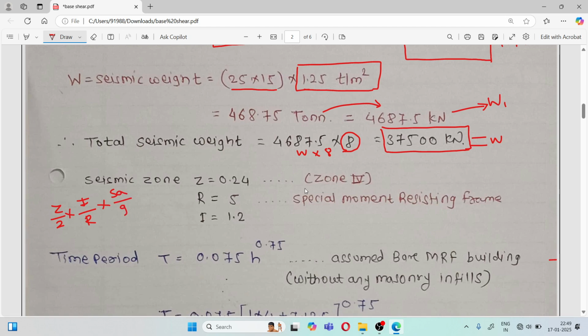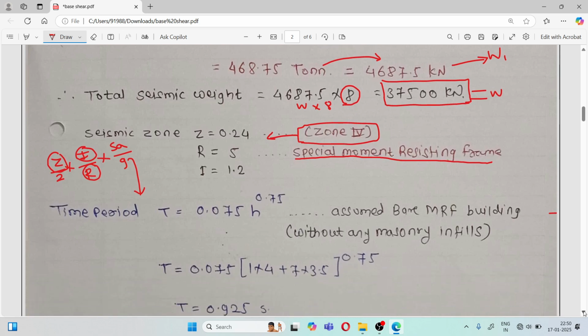Okay, as zone 4 is given, for zone 4 the value of Z is 0.24. Response reduction factor R is equal to 5 because they have given a special moment resisting frame. So for special moment resisting frame it is 5, and importance factor is 1.2. So we have Z, we have I and we have R. Now we have to calculate Sa by g.